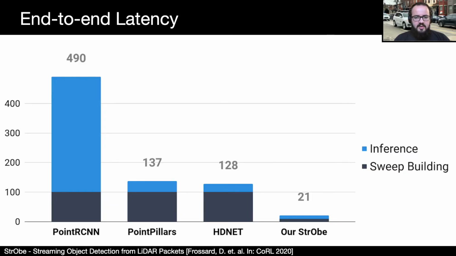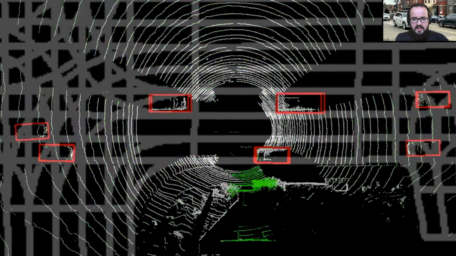While we didn't take into account model runtime for the metric, it is an important factor for safety since it indicates the minimum amount of time the system would require to be able to recognize an actor. We plot here the sweep build and model inference times. The fastest full sweep detector, HDNet, takes 128 milliseconds to complete, whereas our model completes in just 21 milliseconds, a 6-time speedup. In conclusion, we have introduced a novel detection method that operates from LiDAR packets.